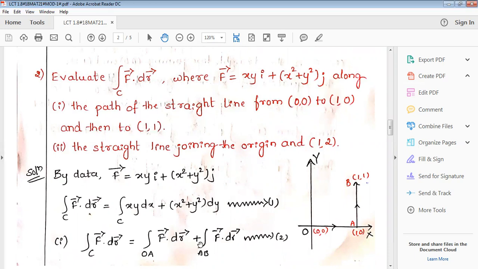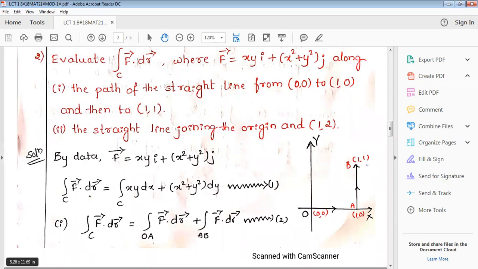We have to find the force, that is the integration over F dot dr, where F is given. We have to find the force along the path, the straight line from (0, 0) to (1, 0), that is along OA, and then to (1, 1). From (0, 0) to (1, 0) and then to (1, 1). And then the straight line joining the origin and (1, 2).